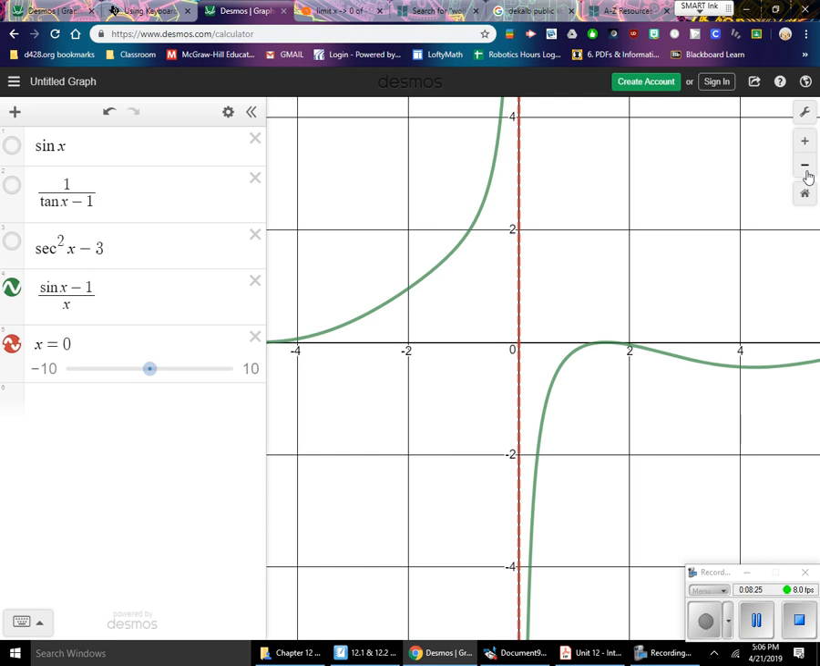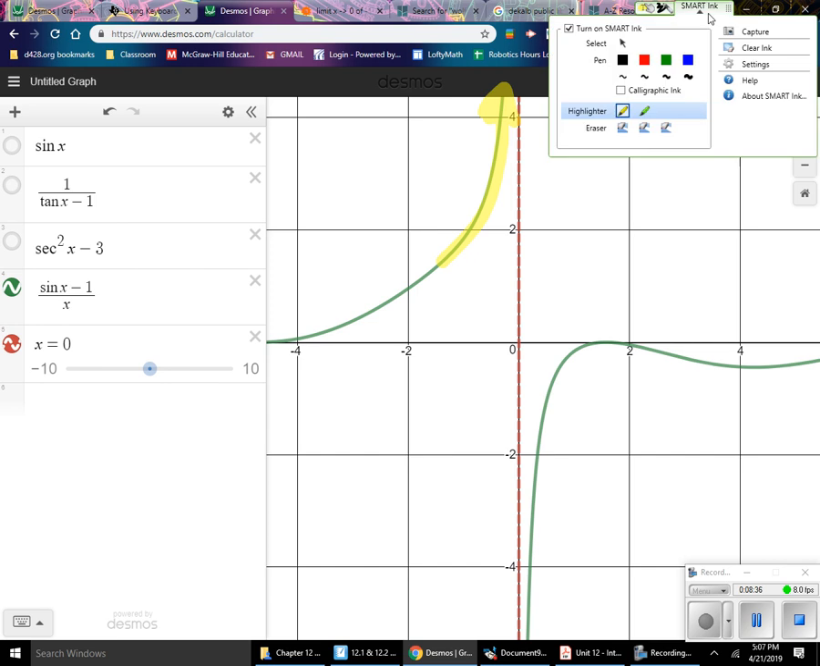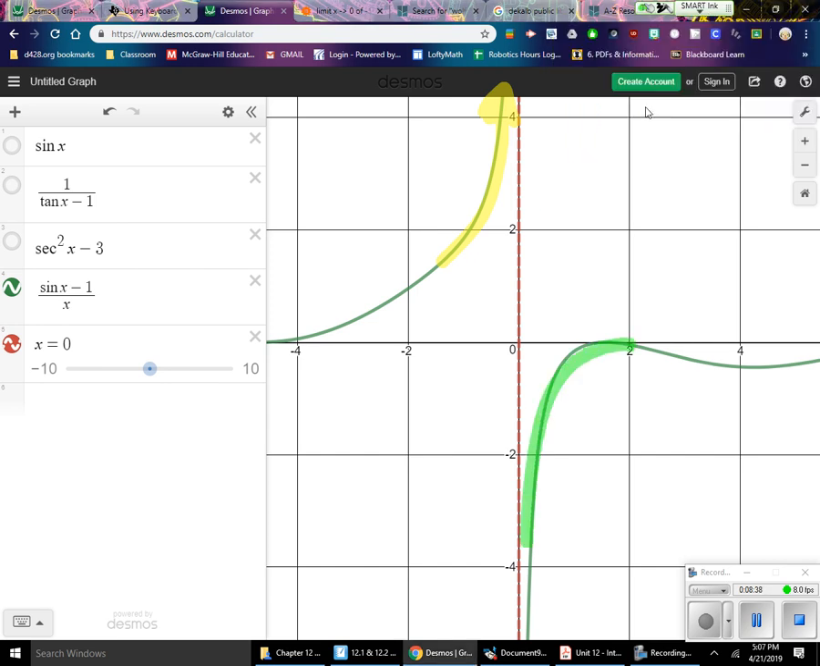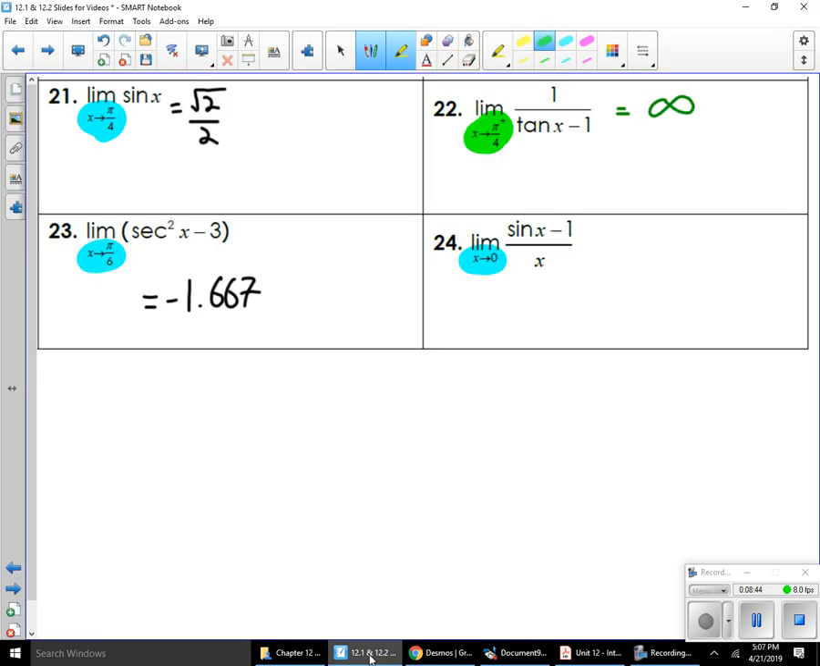Again, I've got my x equals 0 line graphed, and if we were just looking for a one-sided limit, say we were going to the left, for example, that would exist. On the left, it's negative infinity. Unfortunately, they asked us for a two-sided limit. And because both sides of this function are going different directions, this is another limit which does not exist.